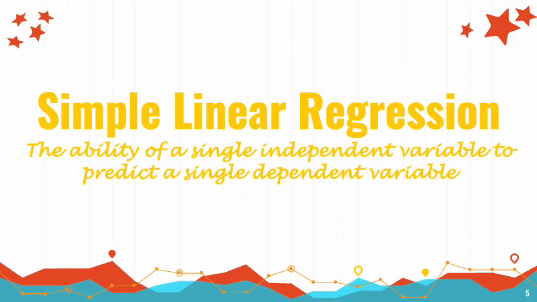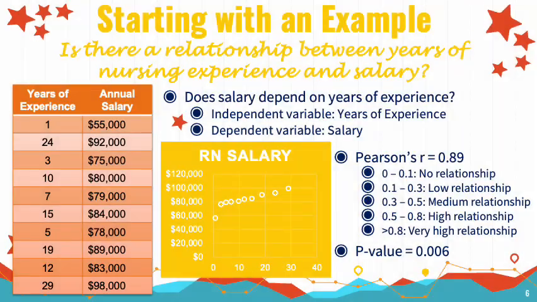The first type of regression we will discuss is simple linear regression, which helps us move from correlation, or a relationship between variables, to understanding the ability of a single independent variable to predict a single dependent variable. The key concept behind simple linear regression is that you are looking at the impact of one independent variable on one dependent variable. Let's start with an example to help us work through correlation and simple linear regression.